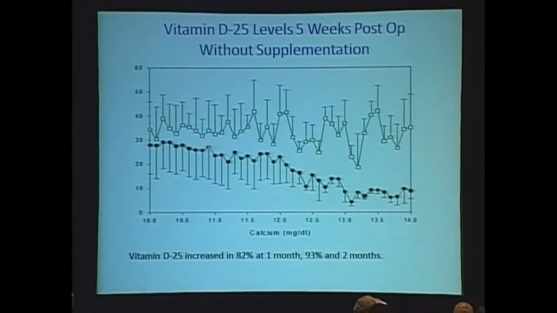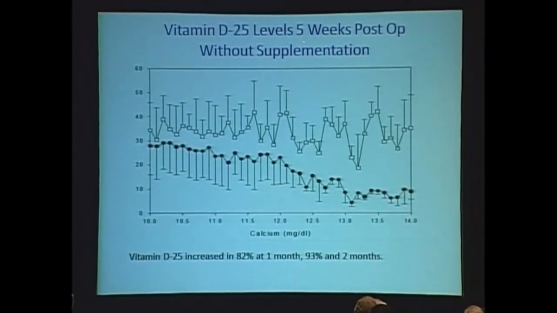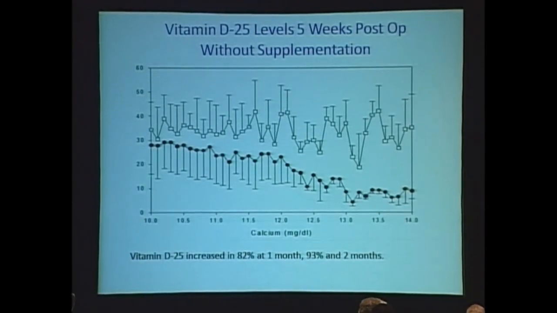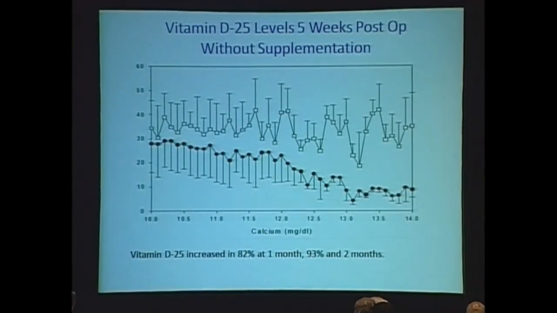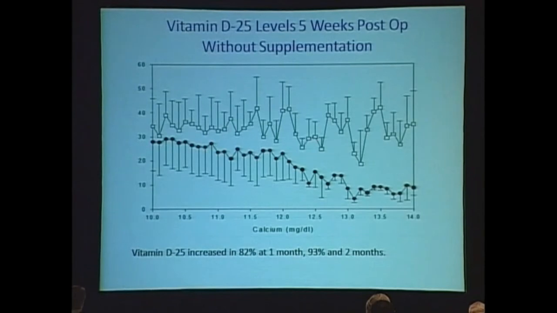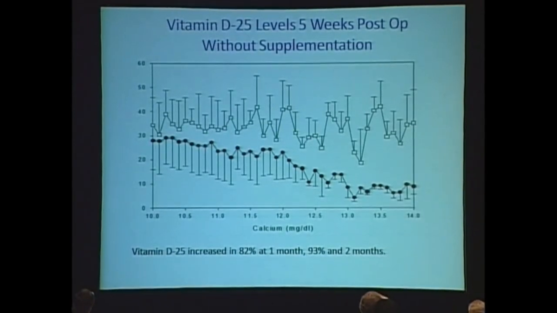These are the same patients. At 5 weeks post-op, what happens to these same patients? We don't give them vitamin D. We operate on them, take out their tumor, and then 5 weeks post-op, we measure their vitamin D25, okay? Look what happens. They're self-normalizing, okay?